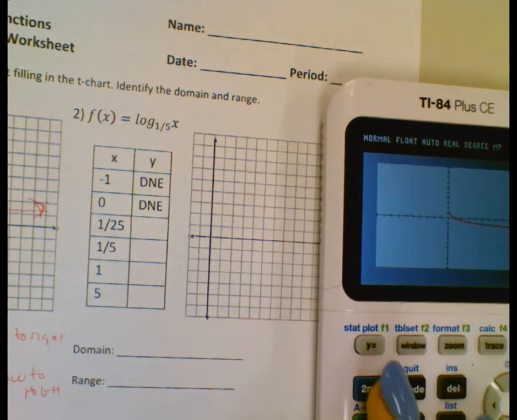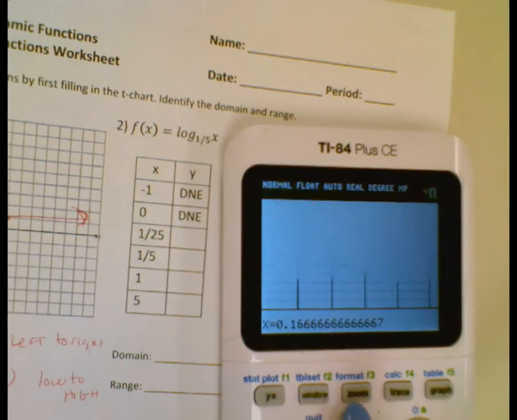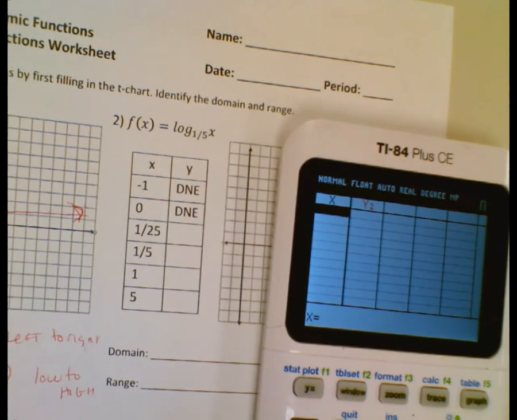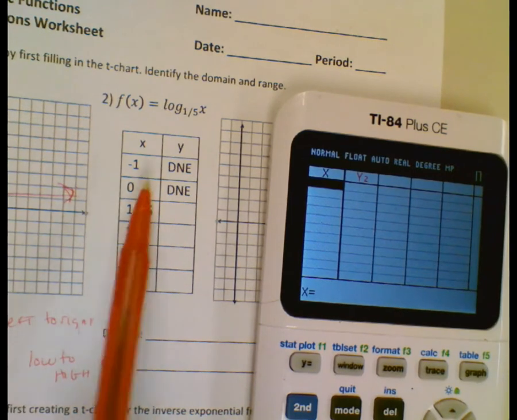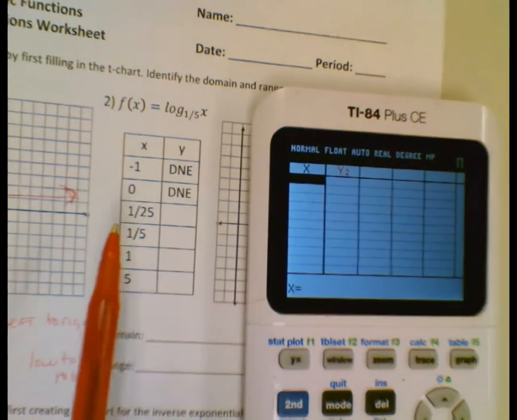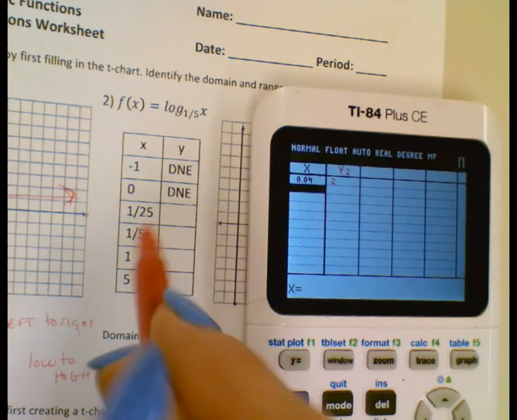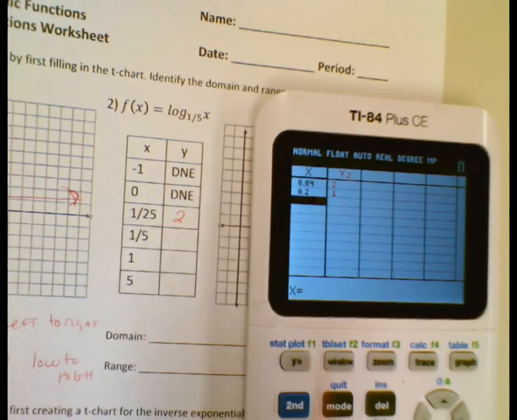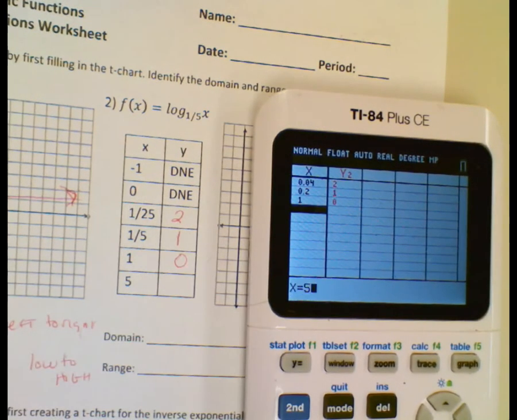So let's go to our ask. Now when you go to second graph, we're still in ask, you have to delete the previous answers that you just graphed. Okay, delete everything. So now we're going to start with this table. First of all, DNE means does not exist. It means there's nothing graphed to the left of the asymptote. So 1/25 is 2. 1/5 is 1. 1 is 0, and 5 is -1.